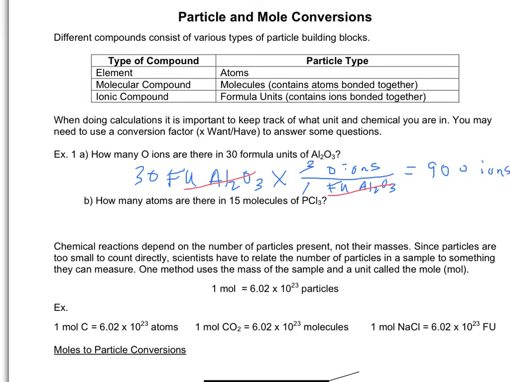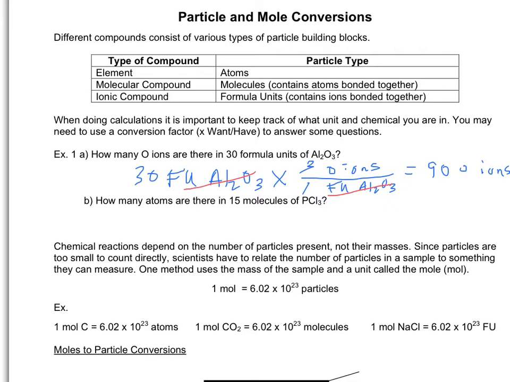Let's have a look at example B. If I have 15 molecules of PCl3, how many atoms are there in the sample? Remember, PCl3 is a molecular compound because I have just nonmetals. That's why the particle is known as a molecule.